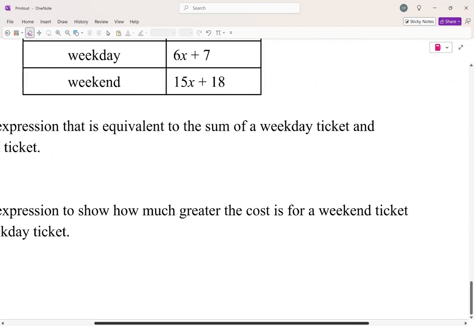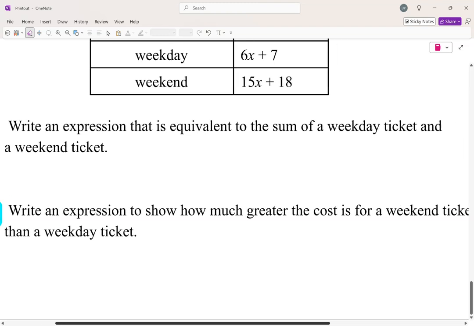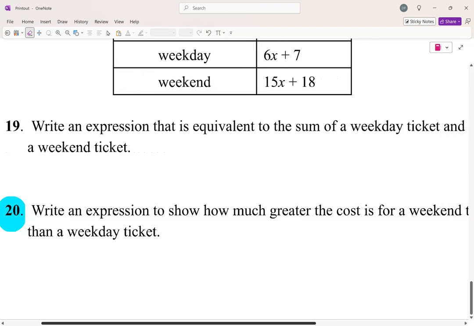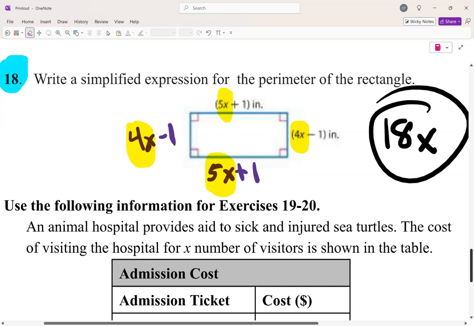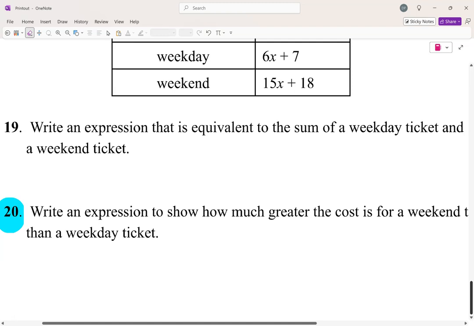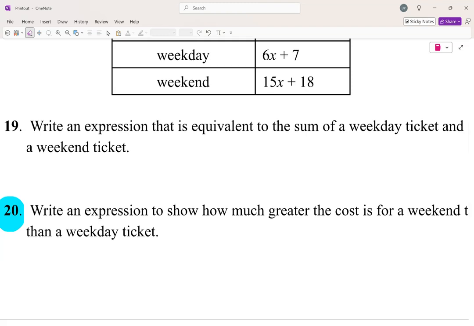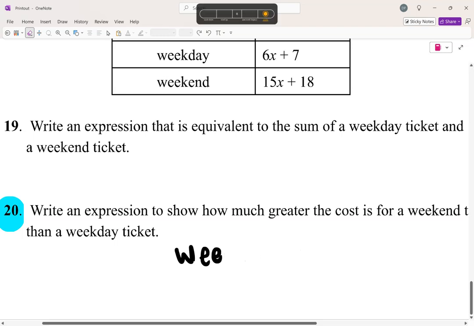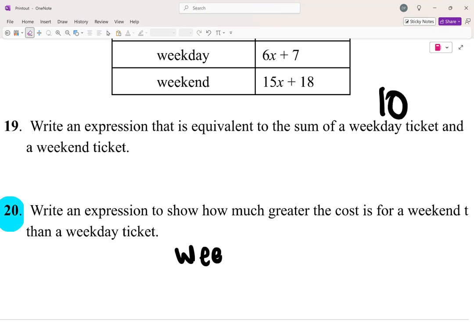20. Write an expression to show how much greater the cost is for a weekend ticket than a weekday ticket. Okay, weekend and weekday. So whatever the weekend ticket is, it's more, isn't it? So it's going to be weekend minus weekday to see how much more it is, right? Like if I make $10 one day and $5 the next day, and they say how much greater, or it's actually in the wrong order, I think, in this problem.